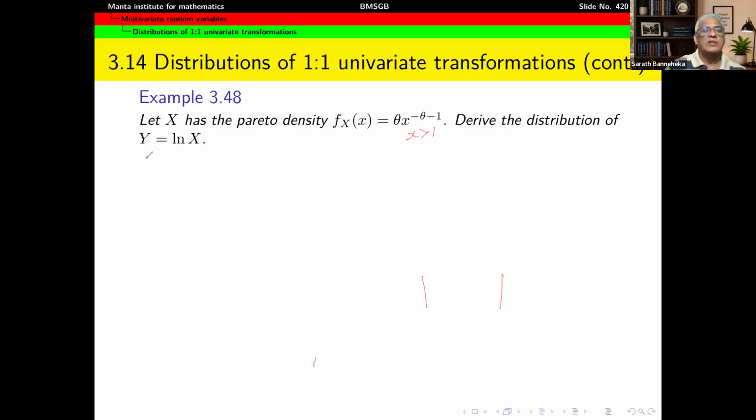So you can see that again, this transformation is a one-to-one transformation from the interval 1 to infinity, and then log x goes from 0 to infinity. Right? Log 1 is 0, log infinity is infinity. So therefore, we can again directly apply the formula here to get the density function of y. What you need is we have to write down x in terms of y. Also, take the derivative of that x with respect to y. Both are required.